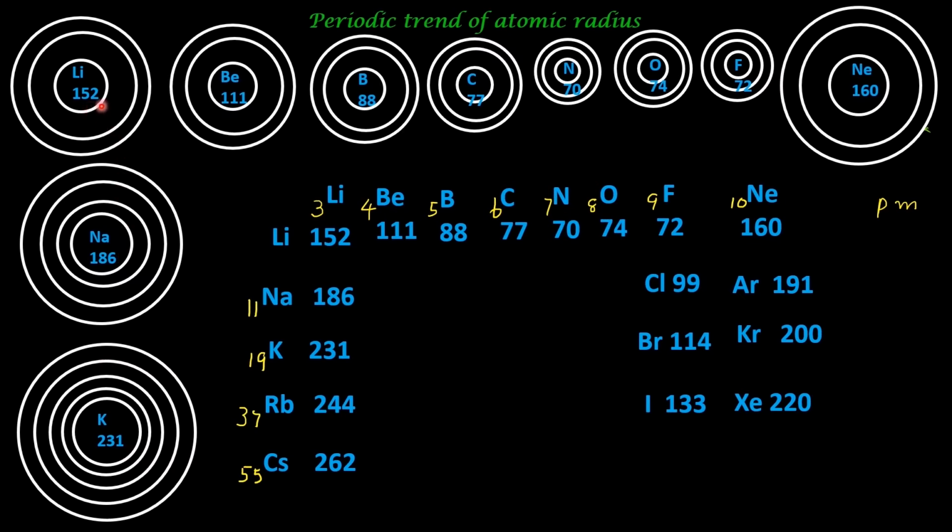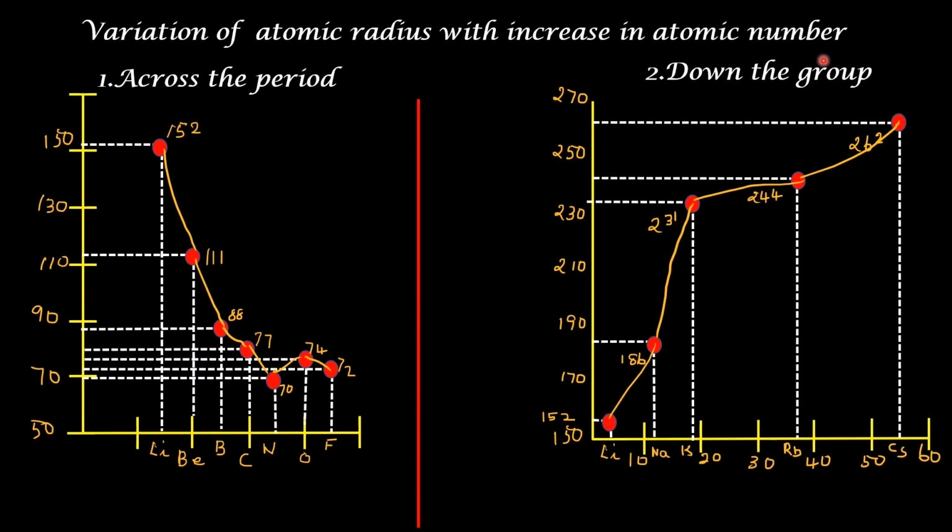The unit is picometer. Now we will proceed to see the graphical representation of the variation of the atomic radii along the period and down the group. I have already prepared the graphical representation of variation of atomic radius with increase in atomic number across the period and down the group. We know that across the period, when the atomic number increases, the atomic radius decreases, and down the group, atomic radius increases with increase in atomic number.